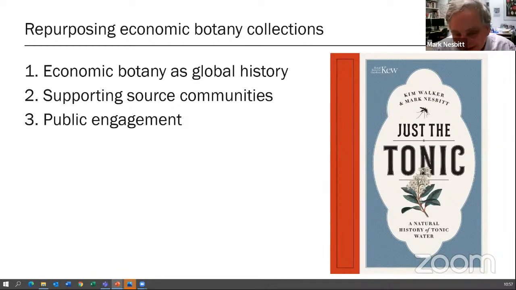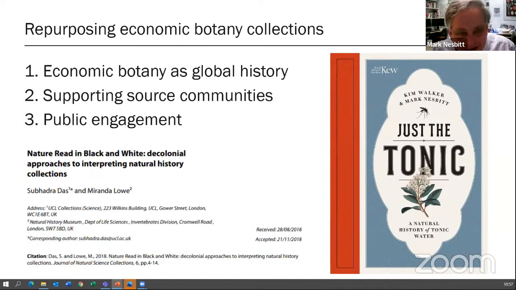And really, I want to give a shout out here to a particular paper, Nature Red in Black and White: Decolonial Approaches to Interpreting Natural History Collections. This is an open access paper. If you Google the title, you'll find it very easily. It's published in the Journal of Natural Science Collections, Volume 6. And this has been a highly influential paper.